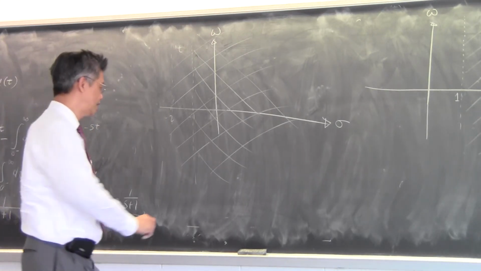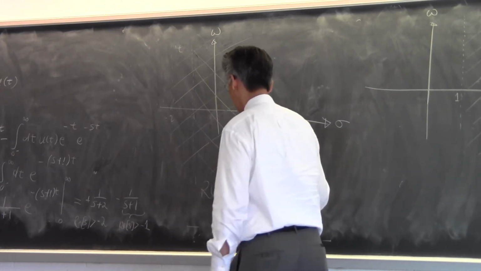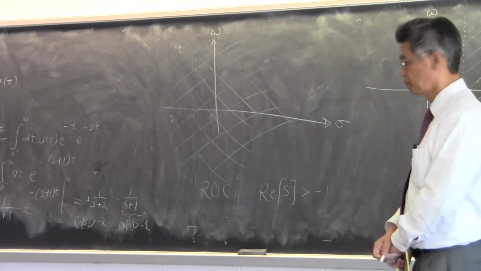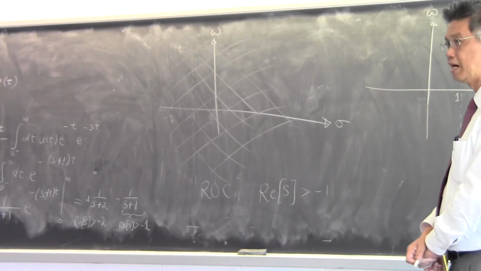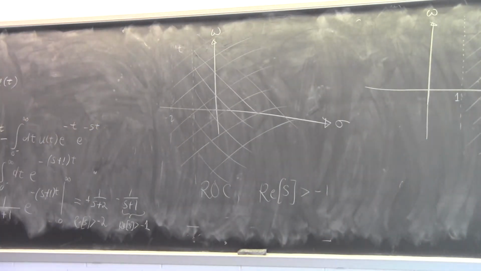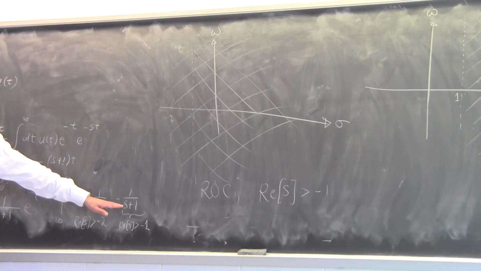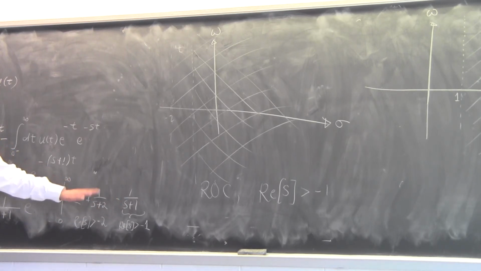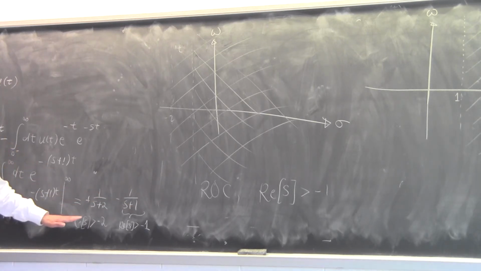So the total ROC is defined to be the real part of s larger than minus 1. That is the total ROC, because it's in this region that both of the terms exist. If I define it otherwise, the first term exists, but not the second term. So the region of convergence has to be defined so that both of them can exist. So it has to be that crisscross region over there. Is this clear to everybody what the region of convergence is?